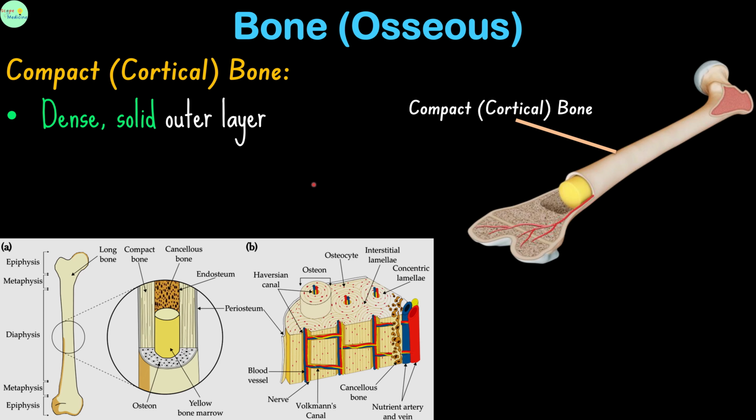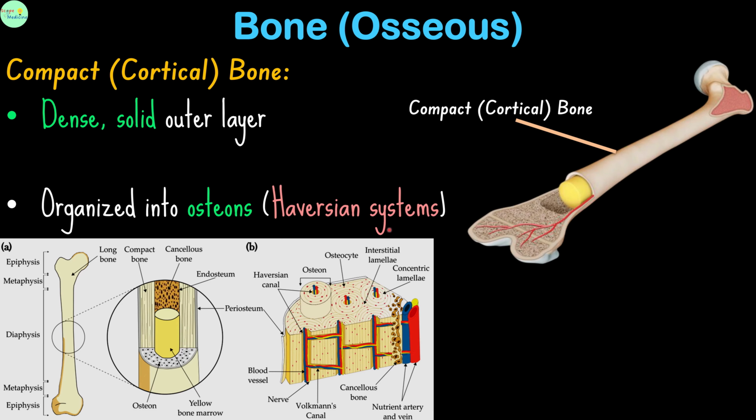Compact or cortical bone forms the dense, solid outer layer of all bones and constitutes approximately 80% of the skeletal mass. It is organized into functional units called osteons or Haversian systems, each of which consists of concentric rings of mineralized bone matrix called lamellae, surrounding a central Haversian canal that contains blood vessels, nerves, and lymphatic vessels.